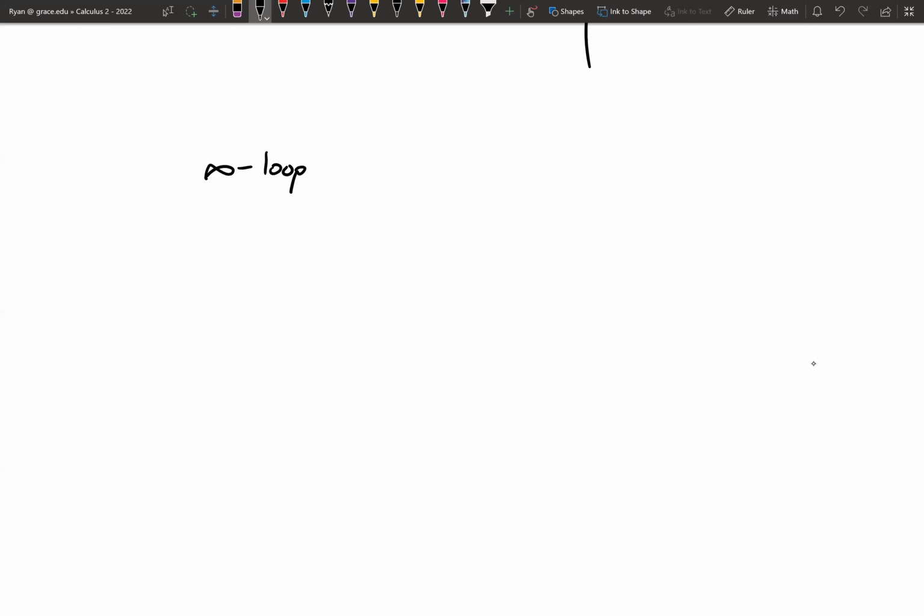Okay, Calculus 2. I want to tell you about what happens when you're doing integration by parts and you get stuck in an infinite loop. So this happens when you have something like the integral of secant cubed of x dx. For this integral, this is equal to the integral of secant of x times secant squared of x dx.